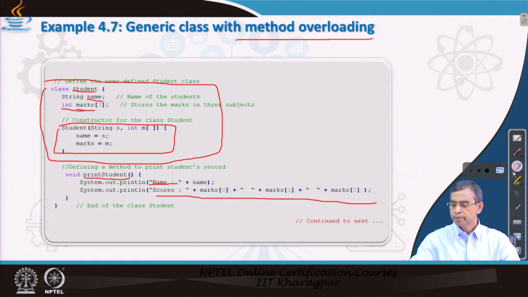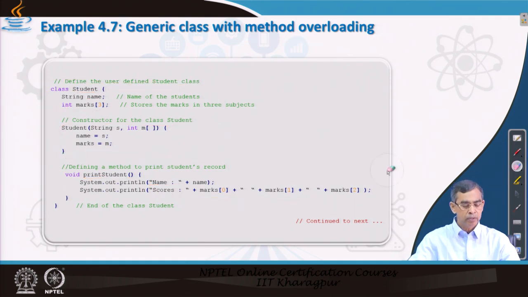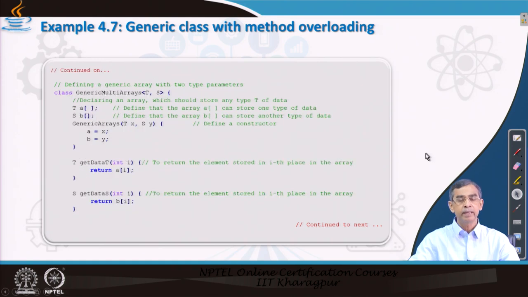Having this declaration, we want to see how the methods in it can be defined in an overloaded fashion, and here is an example. Again we can repeat it for two type parameters. So, this basically defines a generic class with two template types T and S. Here A is an array of objects of type T, and B is an array of objects of type S.